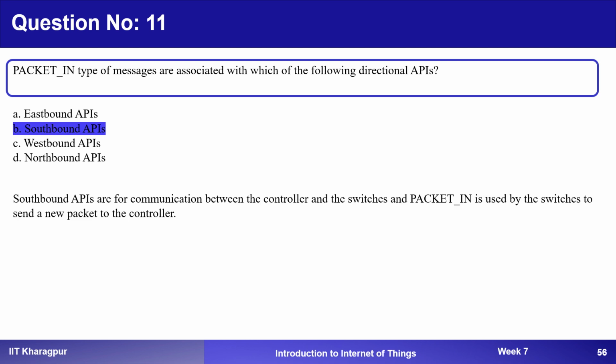Southbound APIs are the interfaces between your controller and your hardware, and packet in messages are exchanged between your hardware and your controller, right? So these are associated with your southbound API. However, your northbound APIs are between your controller and your applications. Between the application and the controller, no packet in messages are exchanged. So the correct option for this is southbound APIs.